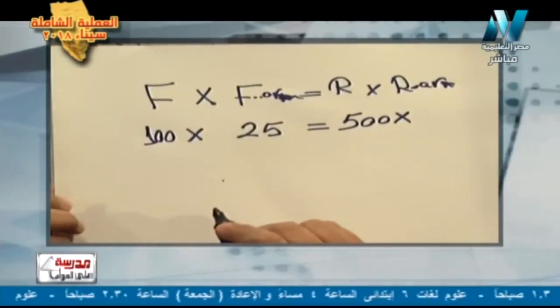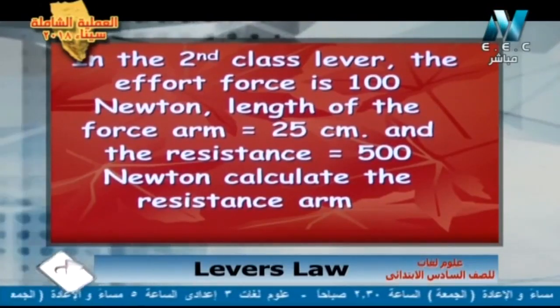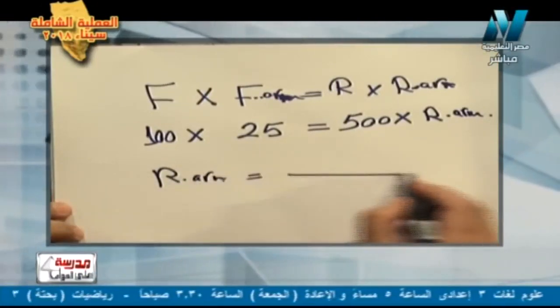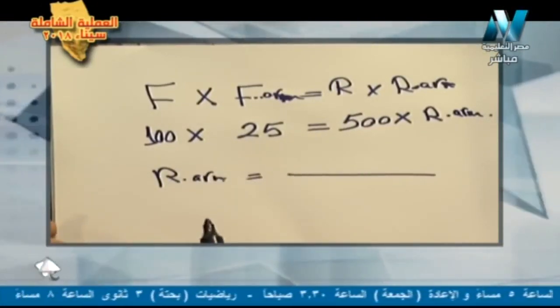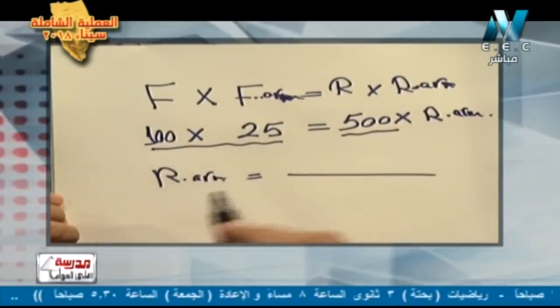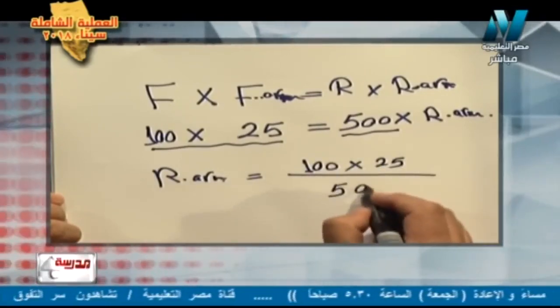And calculate the resistance arm. It says to calculate, at the very end, the resistance arm. So the resistance arm will be what? The resistance arm will be equal. Here we have the complete side, the side with all the numbers complete. That's the complete side and that's the incomplete side. So it will be 400 by 25 over 500.